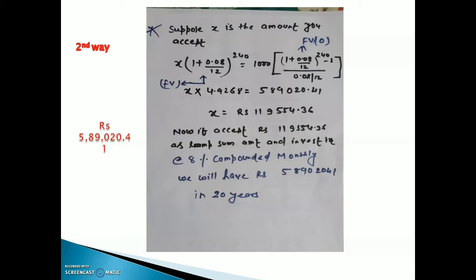Now we find that the lump sum amount we accept is 1,19,554.36, and if we accept that amount and invest it at the rate of 8% compounded monthly, we will have 4,89,020.41 in 20 years.